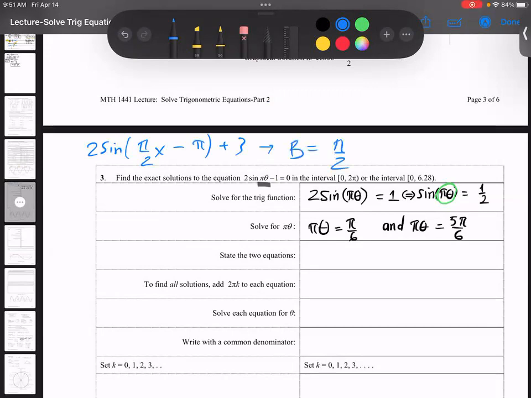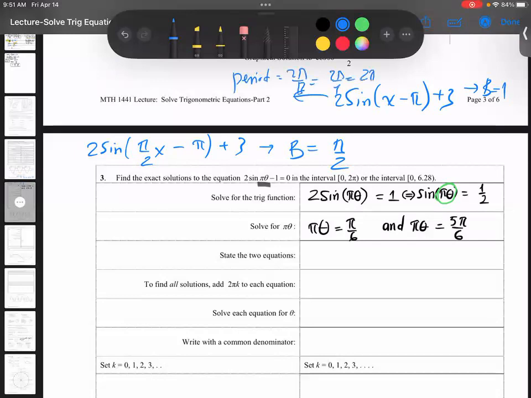Now, if you have something like this, don't write this down. It's just explanation. What's your B equal in this one, the one above? 1, right? So when you do your solution, your period would be what? Remember the formula of the period? 2 pi over b, right? 2 pi over 1, which is still 2 pi.